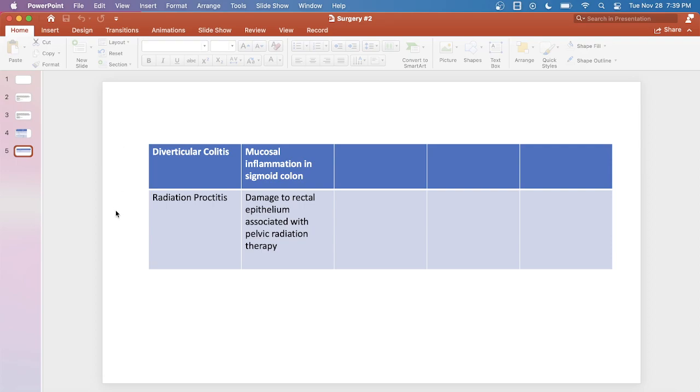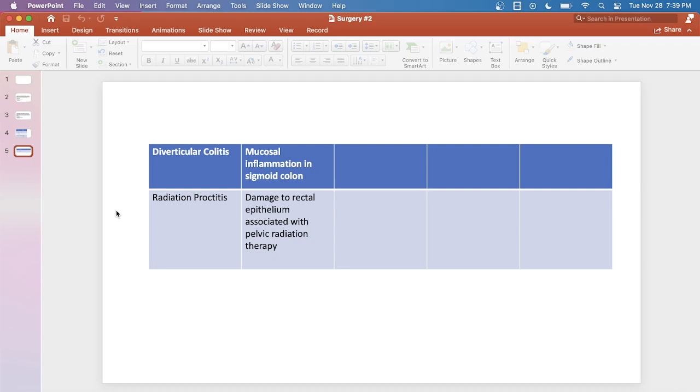Okay, radiation proctitis refers to damage to the rectal epithelium that's associated with pelvic radiation therapy. So radiation therapy that's targeted toward, for example, the pelvis in this patient with cervical cancer. Okay, we have 2 types of radiation proctitis. We have acute radiation proctitis and chronic.